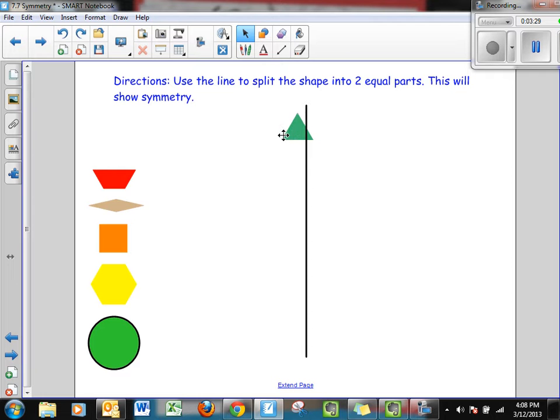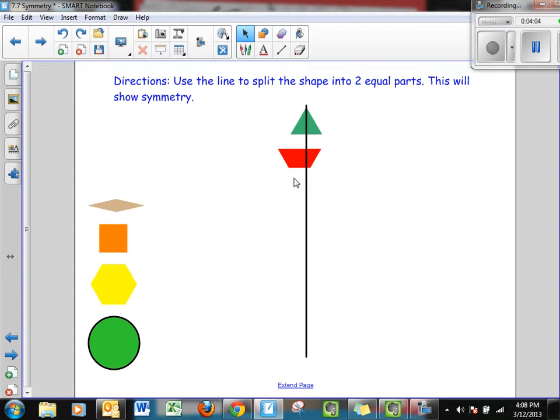Now if I only put this triangle over right here, you can see that this triangle is not showing a line of symmetry. This is not showing symmetry because the little tiny piece right over here is not the same as this big piece. So that triangle where I have it positioned right now is not showing a line of symmetry. It would have to be right in the middle. So as I move the shape, I want you to think in your head, yes or no. So I'm going to put this one right here.